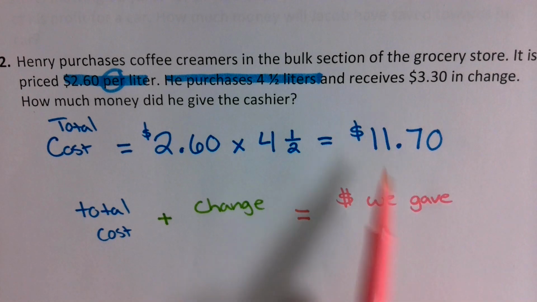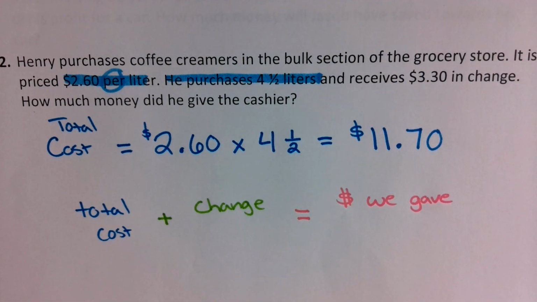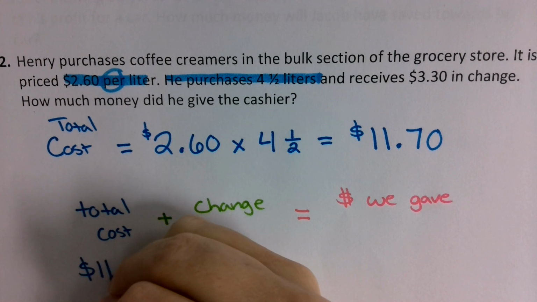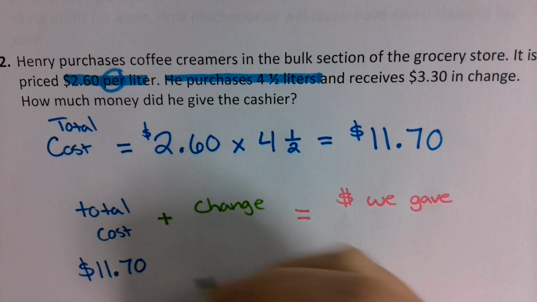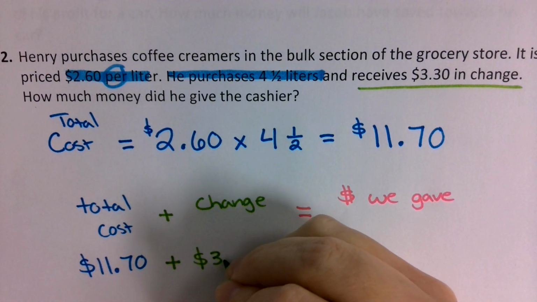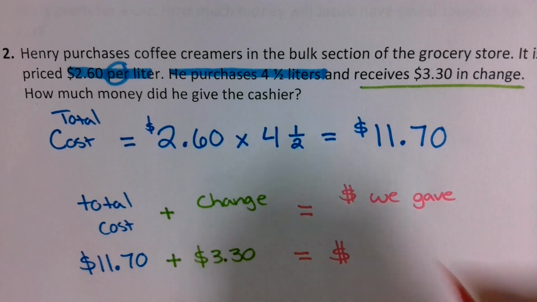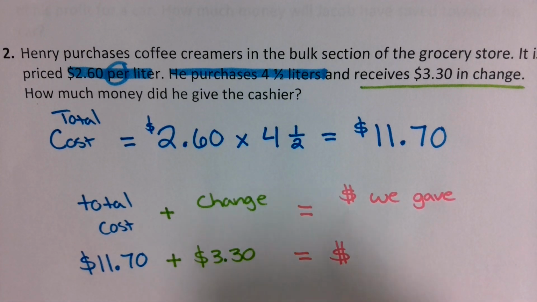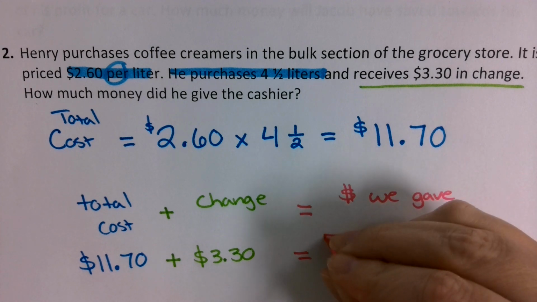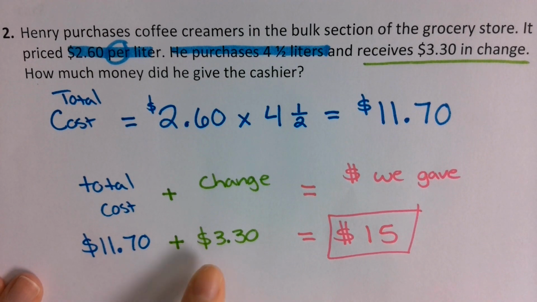We should have given them more than what it cost, right? If we're going to get change back, we gave them more than what the cost was. So that means we're going to add them together. So we're going to take our $11.70 that it cost us and add it with the change that they gave us, $3.30. So how much did we originally give the cashier? How much money did we give them? Diana? We gave them $15. They take the $11.70 off, and $3.30 were given back to us. Okay?